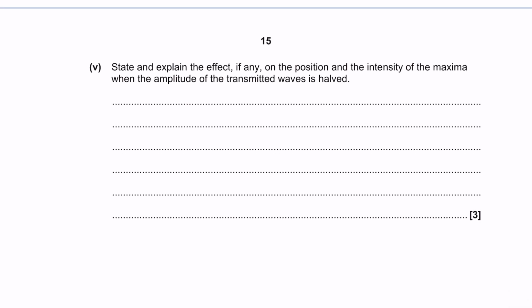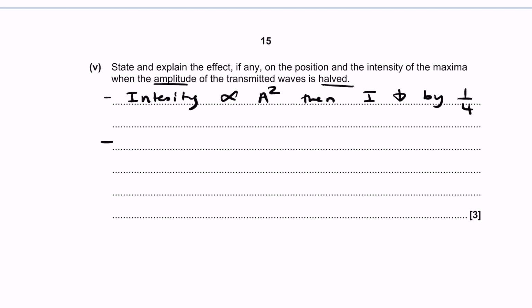State and explain the effect, if any, on the position and the intensity of maximum. The amplitude is halved. Okay, so we know that intensity is proportional to amplitude squared. So if the amplitude is halved, the intensity will decrease by a quarter, or by a factor of 4.